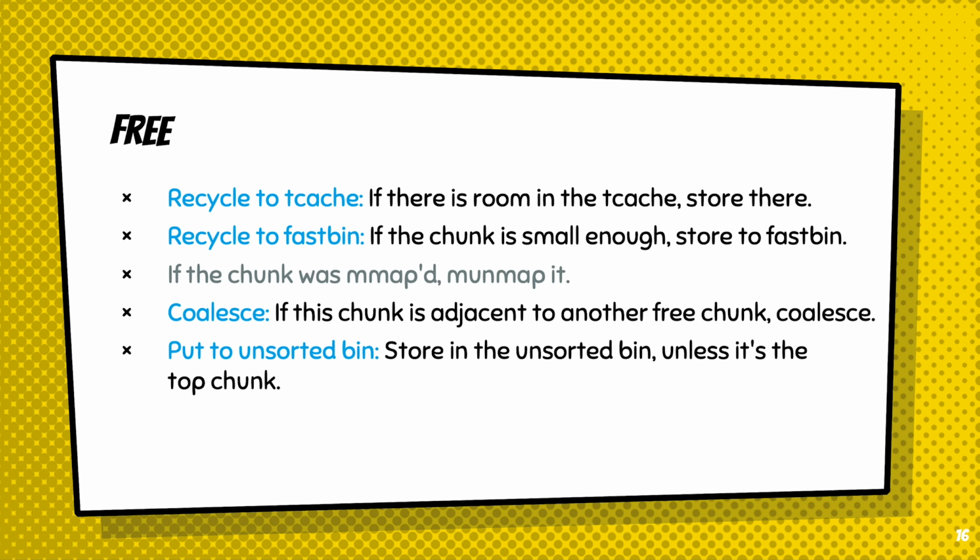Now we already know how the bins look like, and we also know that there is a hierarchy in terms of the different types of storage inside the heap management, such as T-cache bins, fast bins, unsorted bins, and small and large bins. So now let's talk about how glibc handles free and malloc instructions.